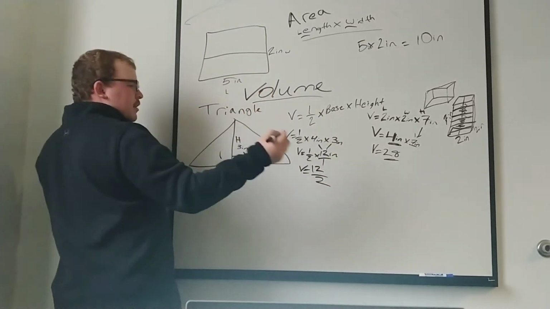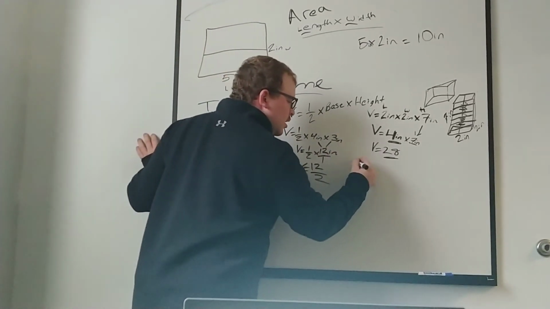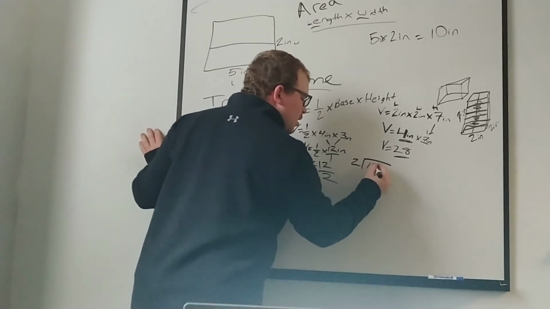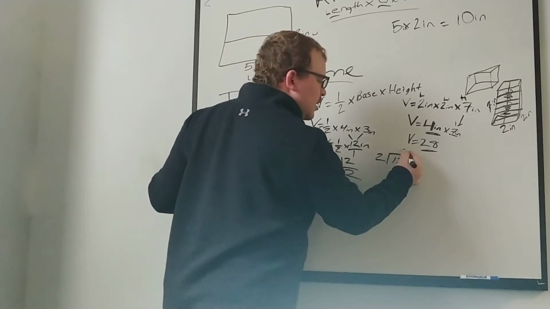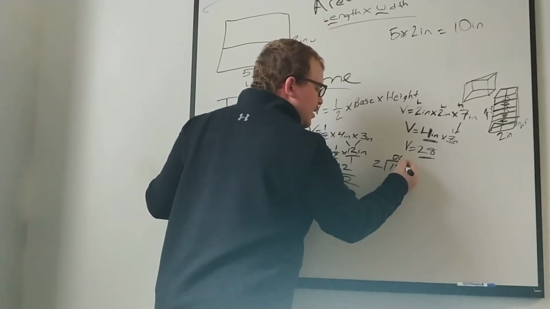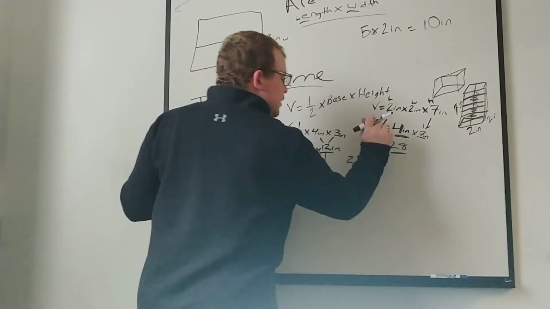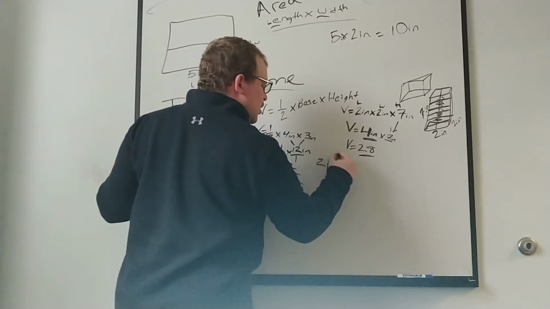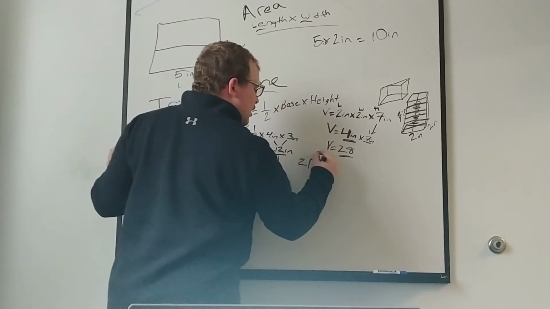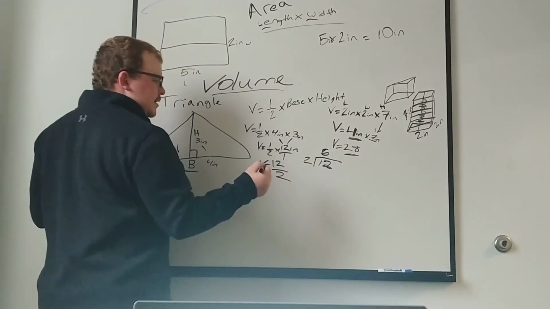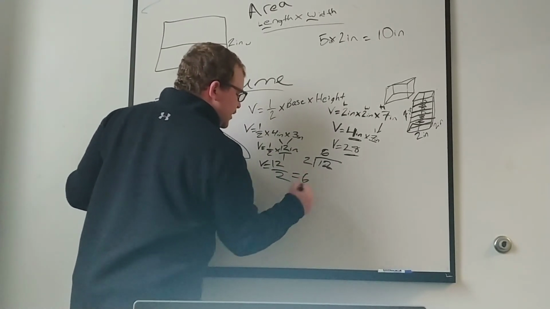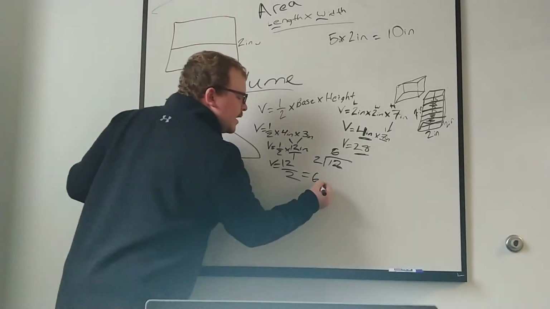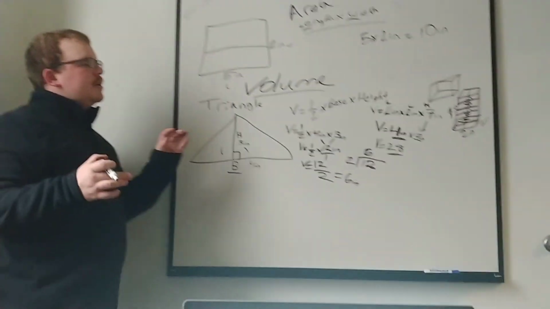Now if we did our long division, does 2 go into 12? Yes. It would be 6. It would be 6, yes. Okay, because 12 divided by 2 equals 6. Okay, that's an example.